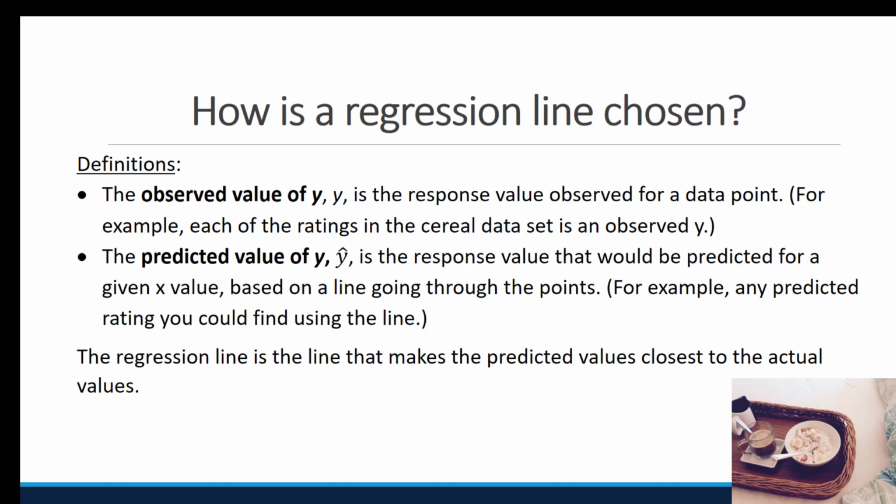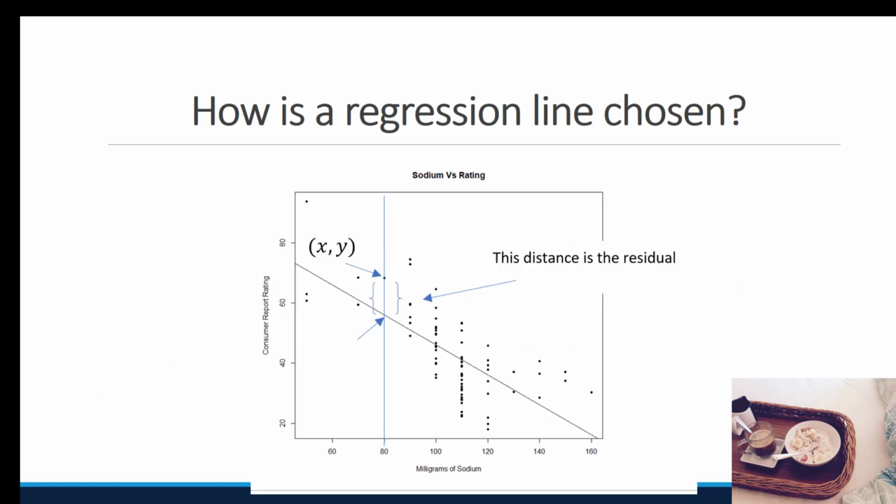Definitions. The observed value of y is the response value observed for a data point. For example, each rating of the cereal in the data set is an observed y. The predicted value, y hat, is the response value that would be predicted for a given x value based on the line going through the points. For example, any predicted rating you could find using the line or the equation. The regression line is a line that makes the predicted values closest to the actual values.